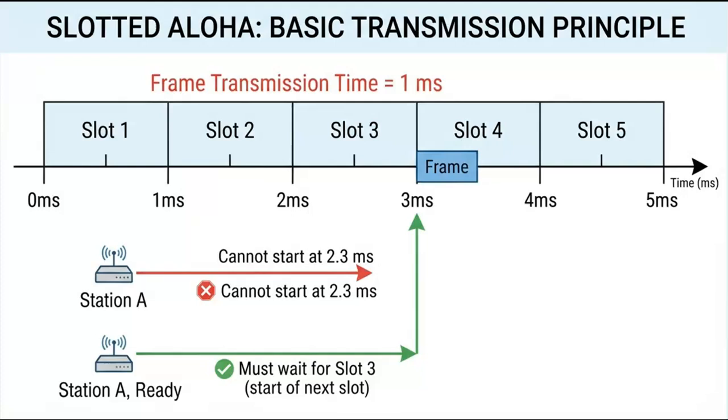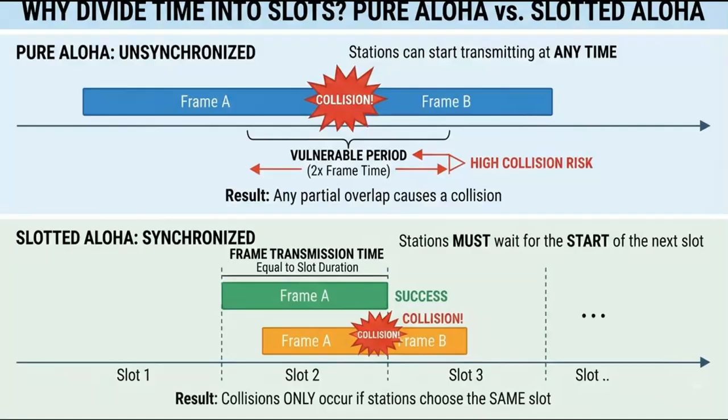In Pure ALOHA, stations transmit anytime, creating a large vulnerable period of 2 times the frame time, 2t, where any partial overlap causes a crash, collision. In Slotted ALOHA, stations must wait for the start of the slot. Collisions only happen if two stations choose the exact same slot, cutting the vulnerable period right down to t. So here the vulnerable time is t, whereas in Pure ALOHA, the vulnerable time is 2t.